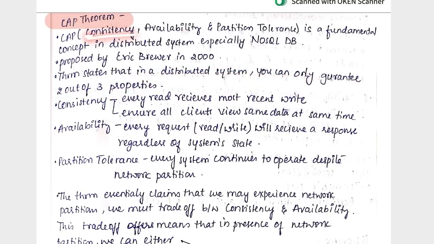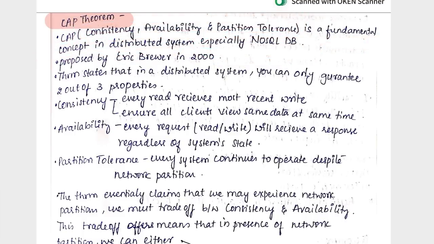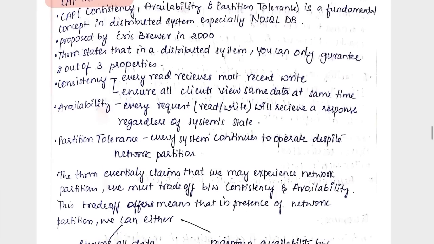The three properties are consistency, availability, and partition tolerance. All these three properties are fundamental concepts in distributed systems, especially in NoSQL databases. So the CAP theorem tells us that in a distributed system we can only achieve any two, either consistency and availability, or availability and partition tolerance, or consistency and partition tolerance, any two out of three properties at once. So we'll look into these one by one.